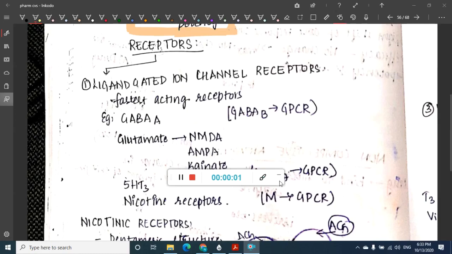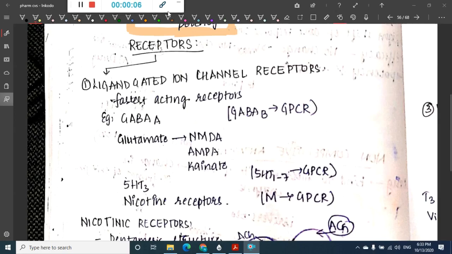Hello friends, welcome to a new topic today. This is the continuation of general pharmacology. In this, let us learn about some important points about receptors.